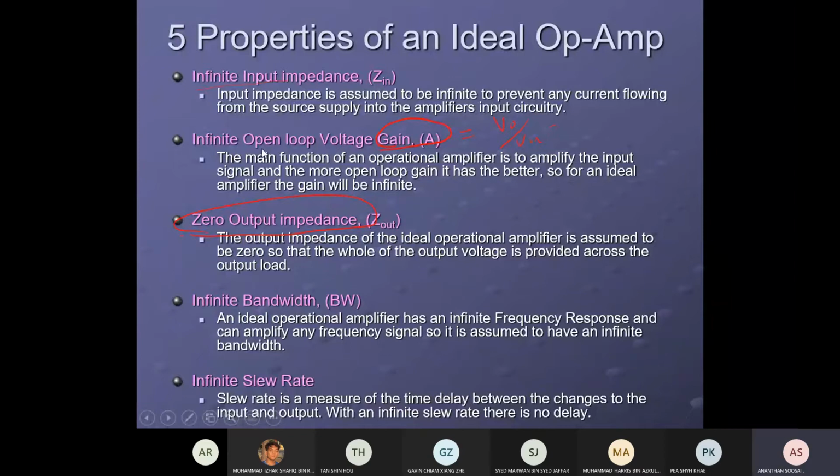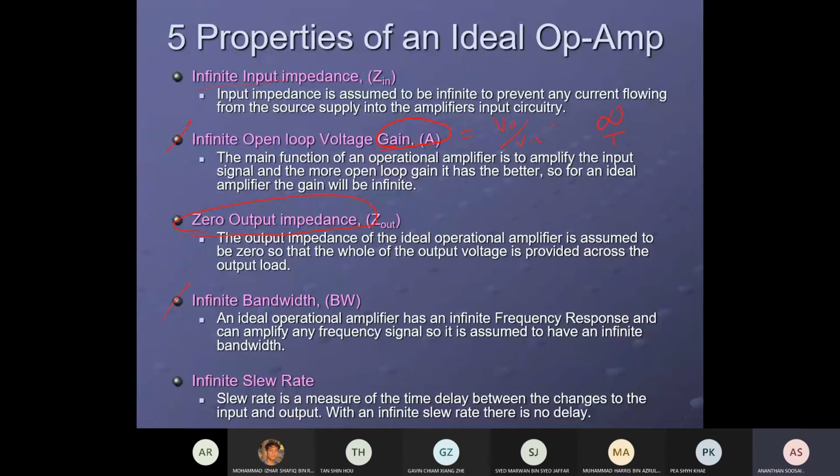We call it open loop gain; I'll teach you what open loop means later. For the time being, it has an infinite open loop gain. That means you give one voltage, but the output voltage is like infinite, very big. A small input can give a very big output. That's the third one.